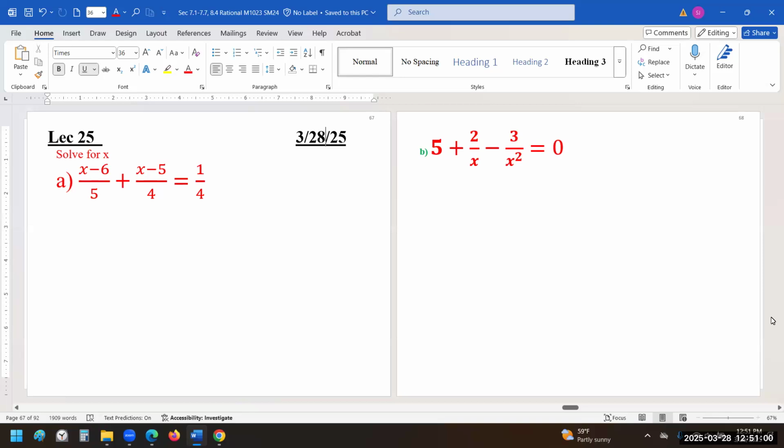So my plan for today is going over 3 questions from yesterday. And then we're going to start section 7.6, which is the application of rational equations. And then it will be done. Any questions, comments, concerns?